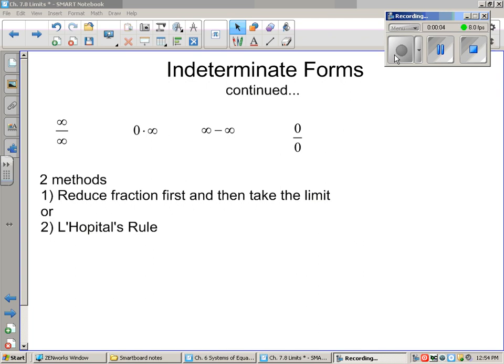Right, so previously we discussed indeterminate forms, but when we looked at it, we looked only at infinity over infinity and 0 times infinity. And as you can expect, that's not all the cases that are possible. There are two other forms of indeterminate forms, including infinity minus infinity and 0 over 0.